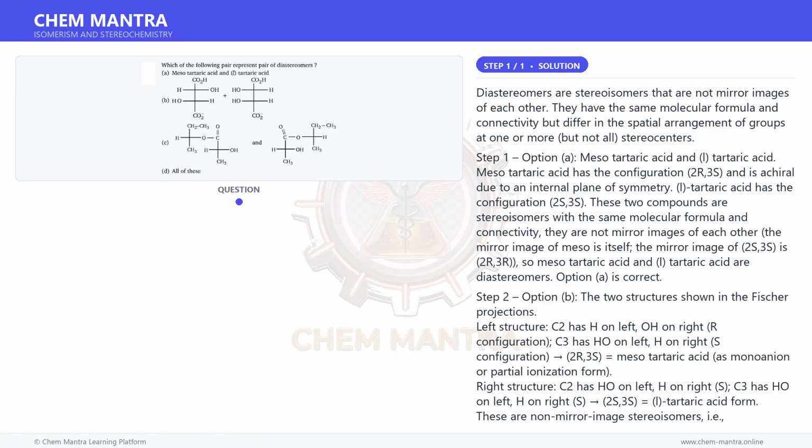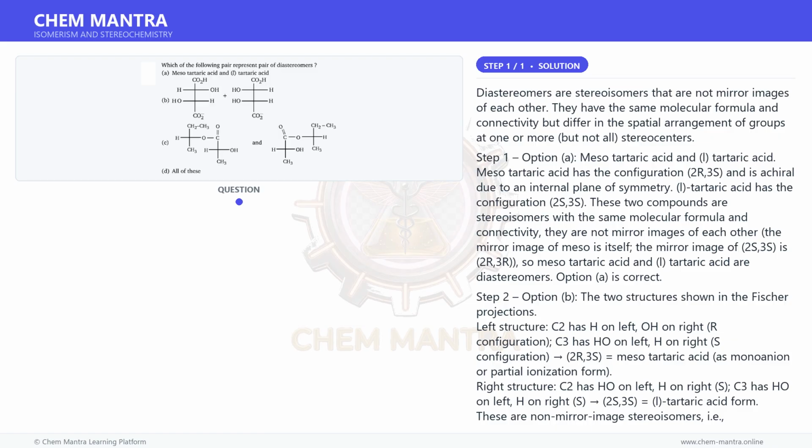These two compounds are stereoisomers with the same molecular formula and connectivity. They are not mirror images of each other. The mirror image of meso is itself. The mirror image of 2S, 3S is 2R, 3R. So mesotartaric acid and L-tartaric acid are diastereomers. Option A is correct.